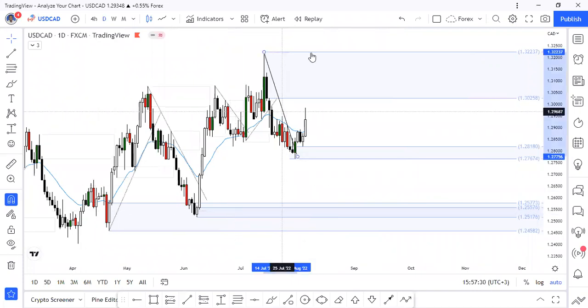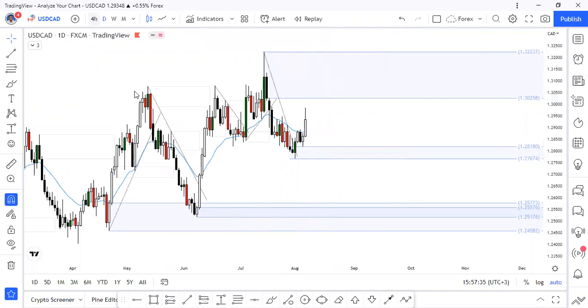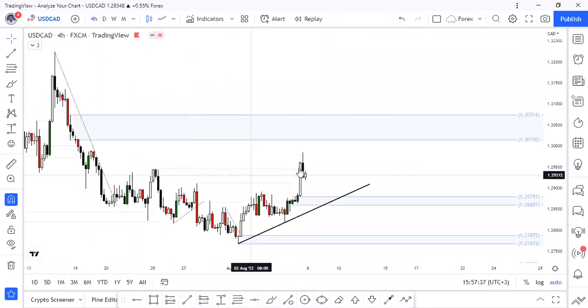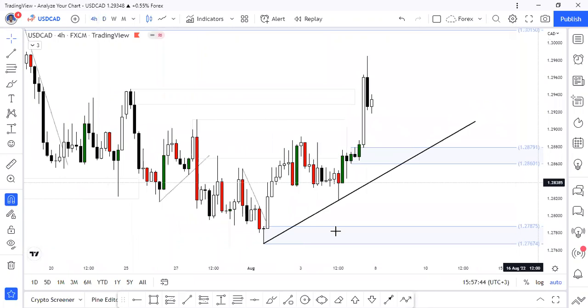This is USDCAD, the daily time frame. The price is out of alignment. We are in a bearish consolidation. Probably on the 4-hour we would have a bullish trend over here. So this is a brand new area of demand. We'll be looking for buying opportunities in this 4 hours.